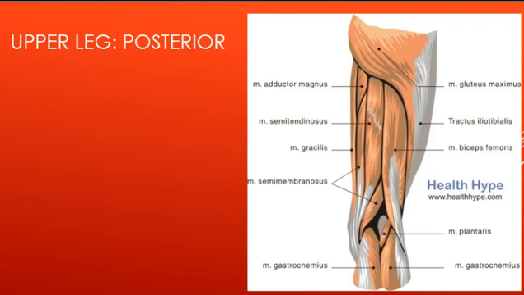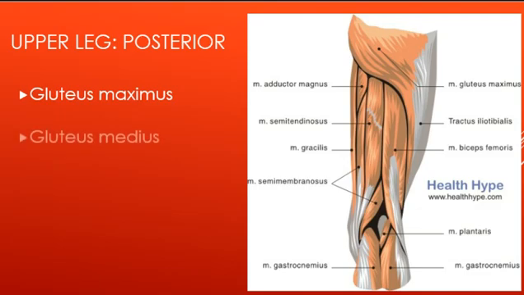All right, upper leg, posterior, back side, right there. Okay, so we're going to see gluteus maximus. We all know that one. If you get a shock, usually you'll get it right there in your gluteus maximus. That's your rump. It's called maximus because it's so large.